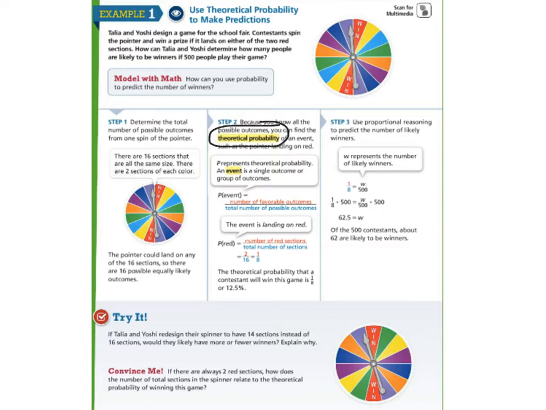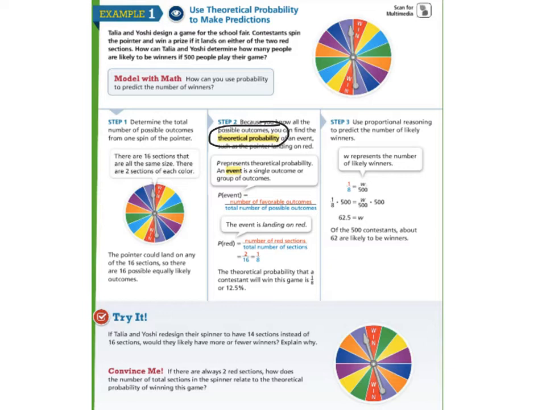When we talk about probability, you'll often see the abbreviation capital P to represent theoretical probability. An event is the single outcome or group of outcomes. In other words, the probability of the event that we want to have happen tells us the number of favorable outcomes, or what we want to have show up on that spinner, divided by the total number of possible outcomes. In this case, the event that we want is landing on red.